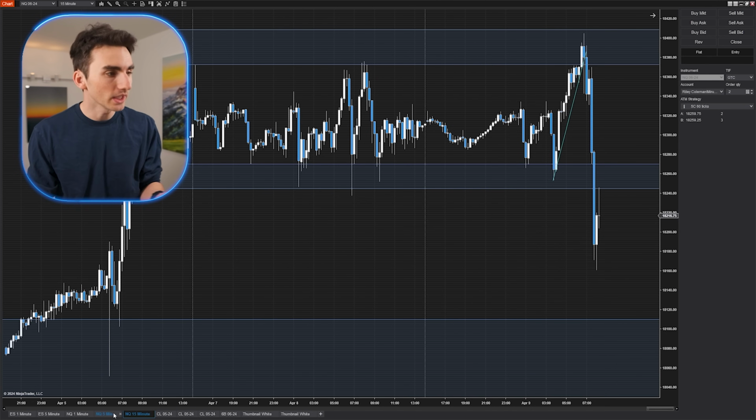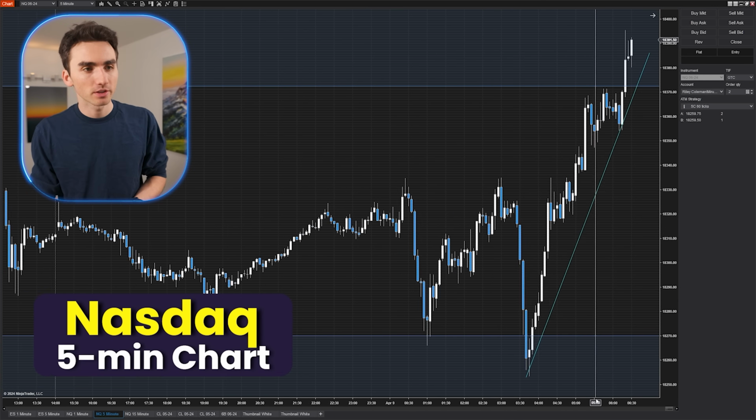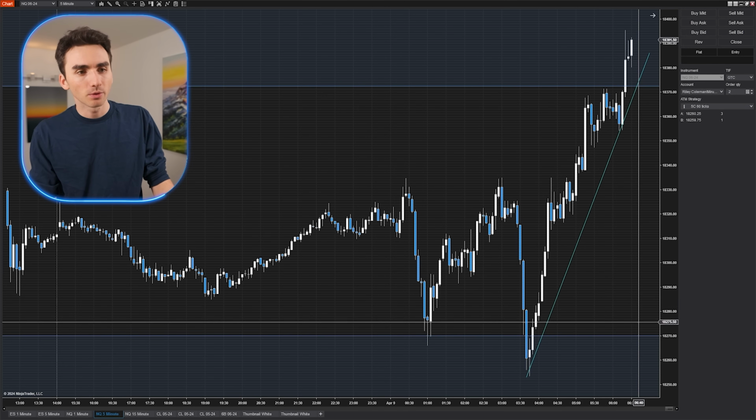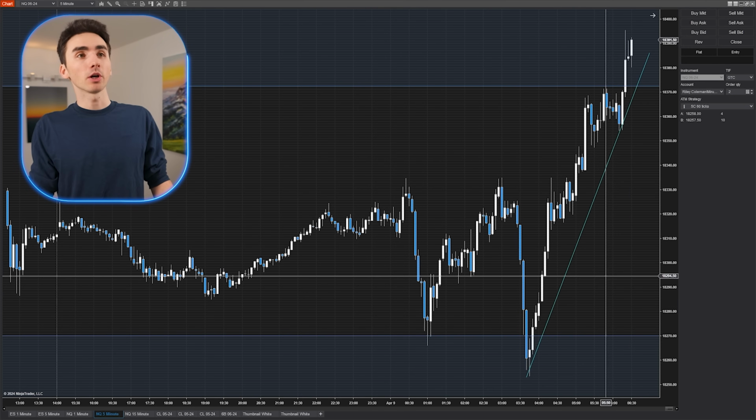Looking at this morning, if we go to a 5-minute chart, I like to go into these smaller time frames because, using the domino effect, I want to get a more accurate entry. The market opens up at 6:30 my time. I'm on the West Coast. And so the market opened right up here.